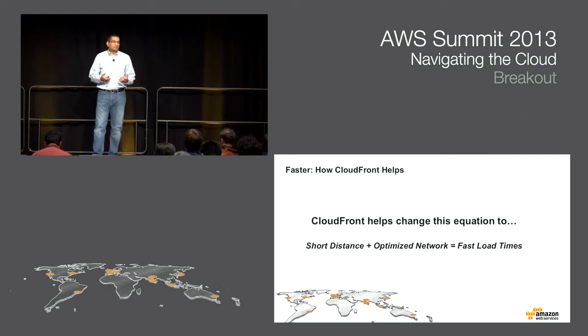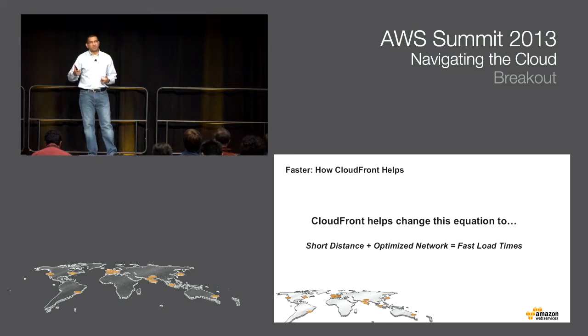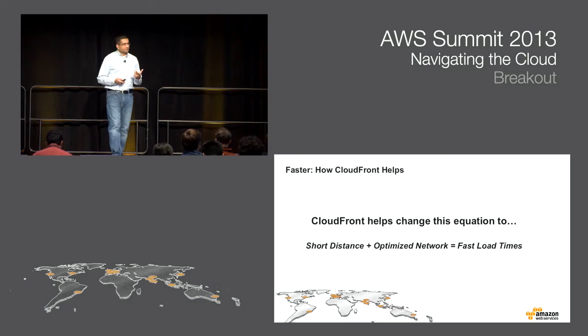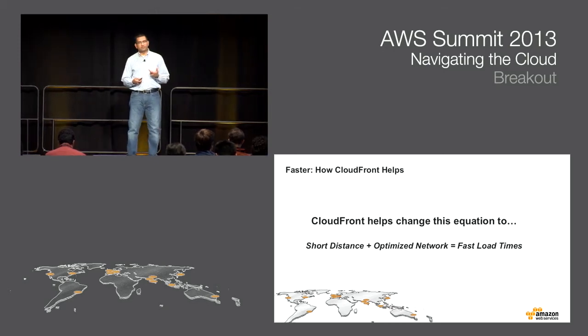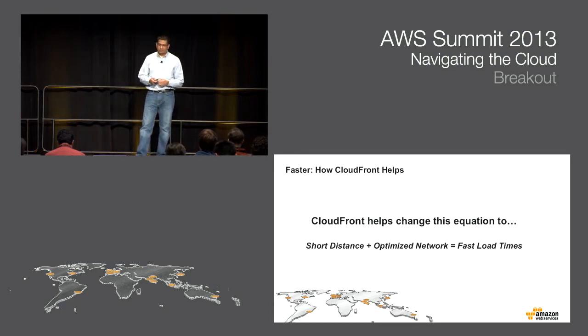So how does CloudFront help? CloudFront helps by changing both of the input variables, and that helps change the output from slow to a fast performing website. CloudFront helps minimize the distance that your end users need to travel, and it also helps optimize the network connection so that it's not a poor network, but on the other hand, a better, higher performing network.